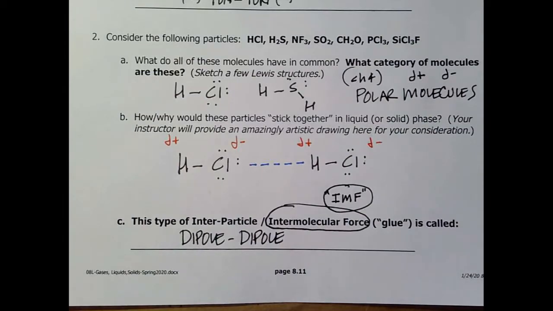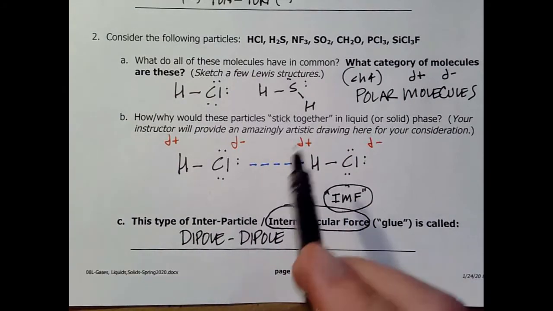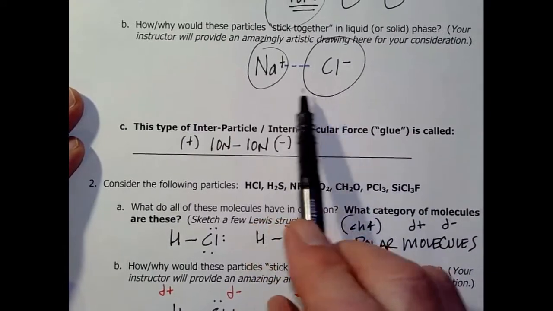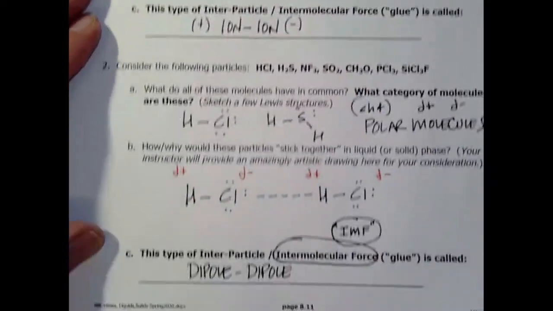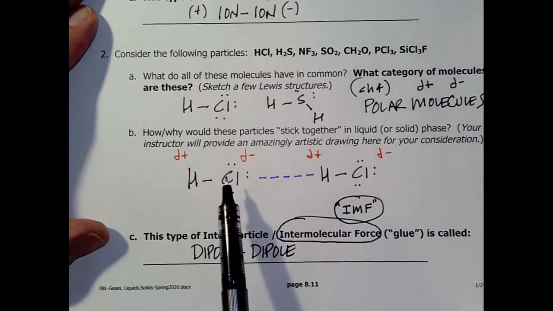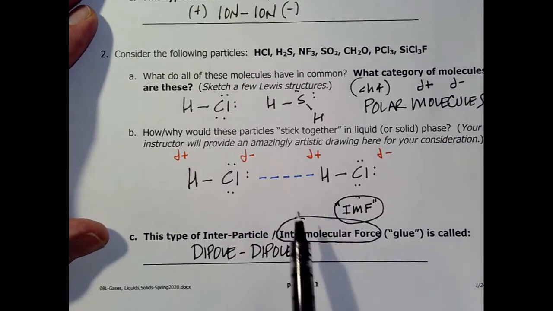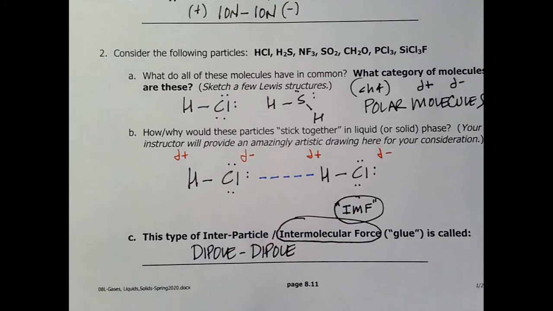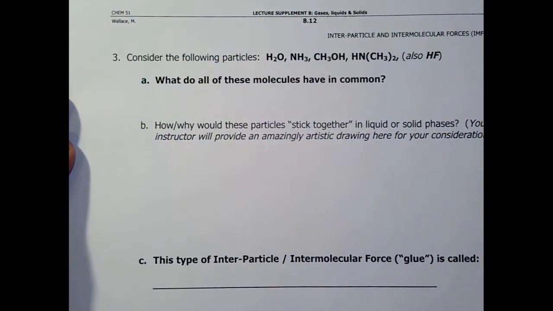Okay, so there's our first one. If I think about this, this is pretty easy to understand. And this is a little trickier. I have to find the polar molecule. But there's a plus-ish and a minus-ish, and they'll stick together. Well, there's a special case of dipole-dipole. This is page 8.12.